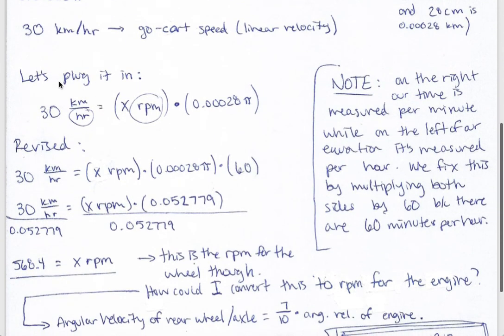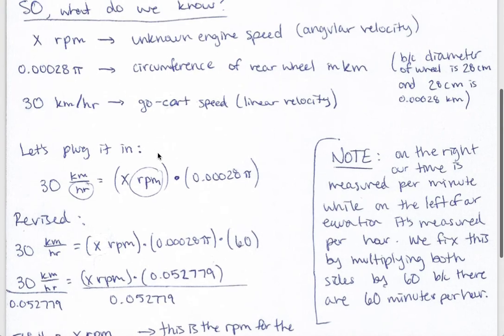So we've got the linear velocity of 30 kilometers per hour, and that is equal to the angular velocity, which is in rotations per minute, which is unknown, times the circumference of the wheel, which we said was 0.00028 times pi, right up here above.